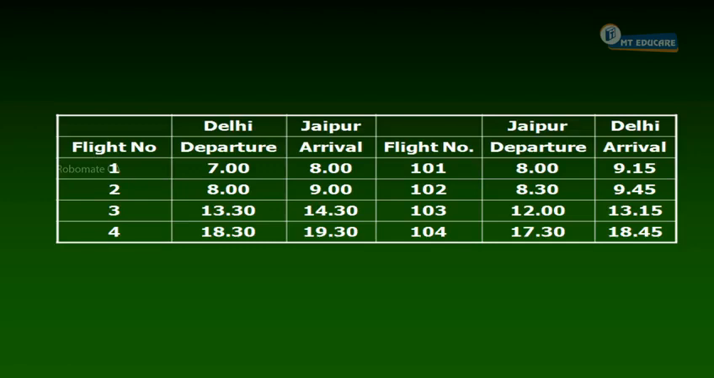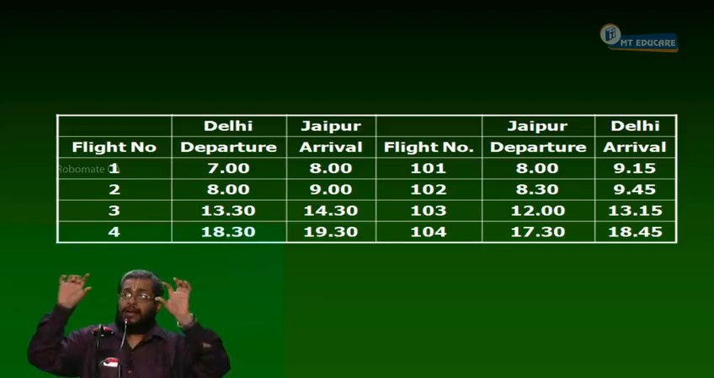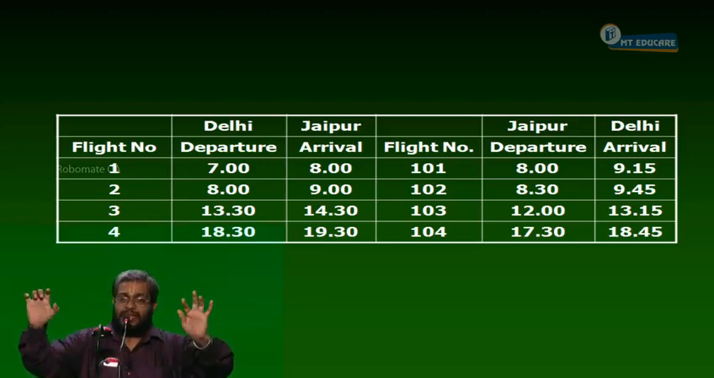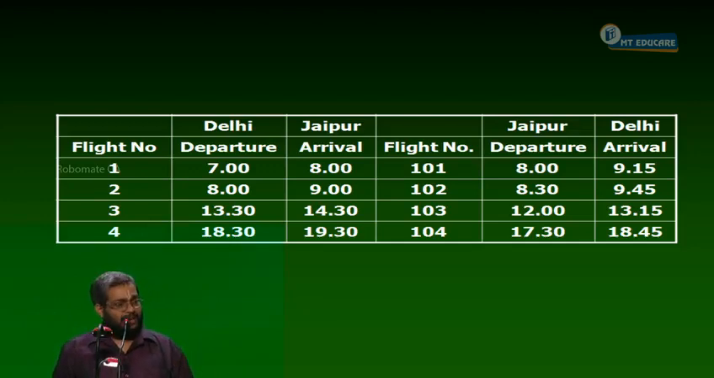And they have given you the freedom. A crew can be either based in Delhi or in Jaipur. In other words, a resident of Delhi or a resident of Jaipur can be selected for the crew purpose. Our aim is to pair the flights in such a way that for the crew members, their stay outside the city is minimized. Are you following?